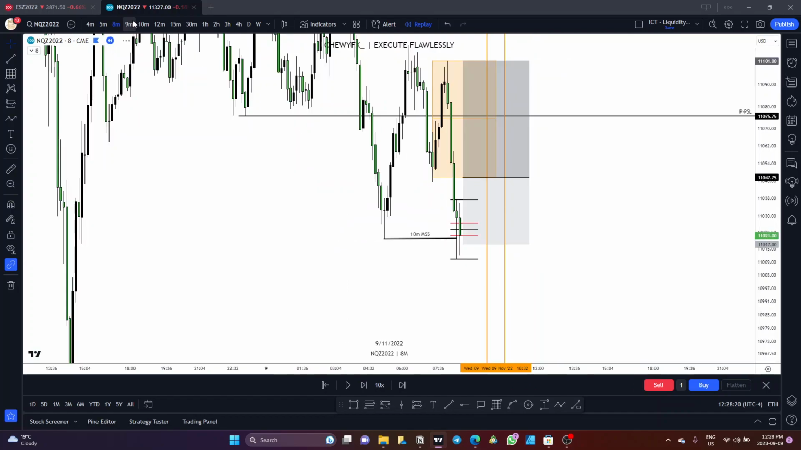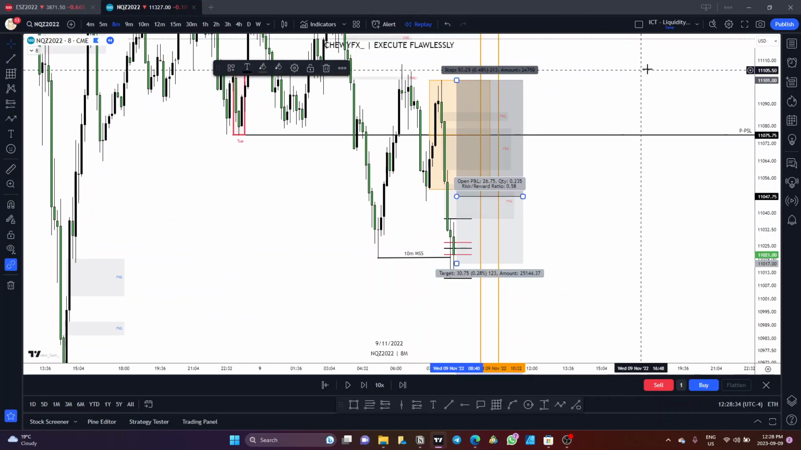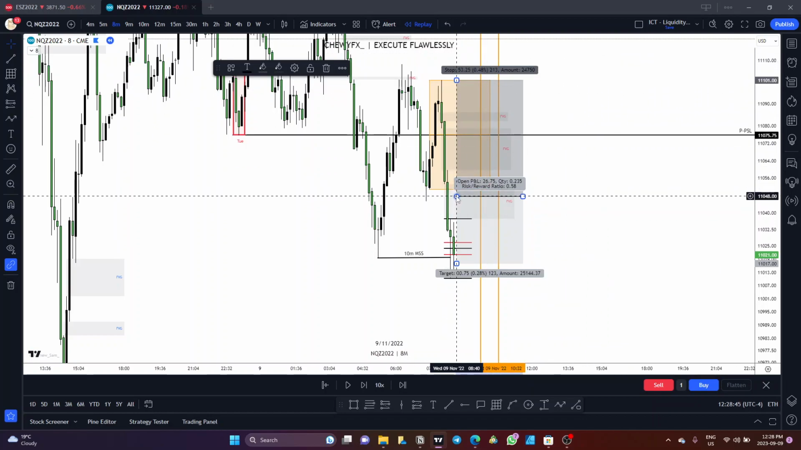Let's see if there's anything cleaner. Okay, thank God. So sometimes what we do here is check in between the 5 and the 10-minute to see if there's any cleaner order blocks. Now on NASDAQ, we don't want to be taking any trades with a stop loss above 213 ticks, even at a lower risk to reward.